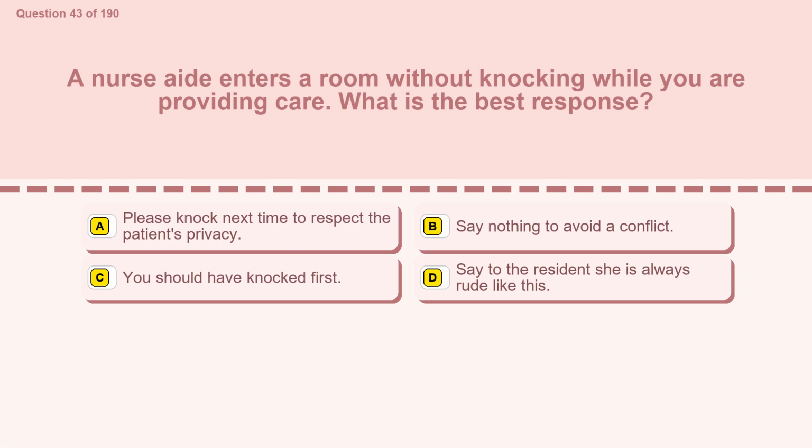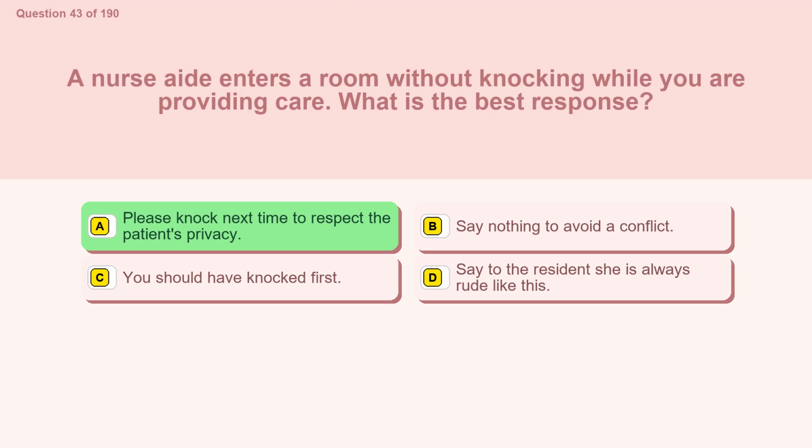Question 43. A nurse aide enters a room without knocking while you are providing care. What is the best response? Option A, please knock next time to respect the patient's privacy. Option B, say nothing to avoid a conflict. Option C, you should have knocked first. Option D, say to the resident she is always rude like this.